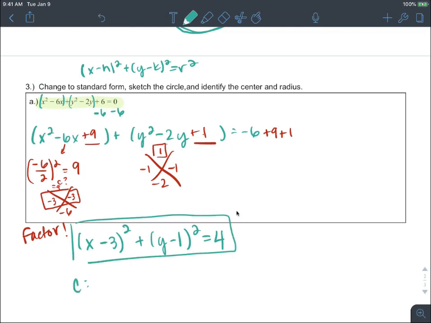The center would be 3, 1 for my h and my k. And then the radius, remember this is the radius squared, so the radius is equal to 2. Go ahead and give me a little sketchy sketch. Okay, radius of 2, 2, 2, and 2. Little circle. And we're done.